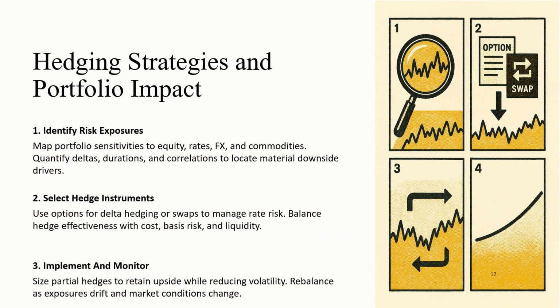Hedging strategies using derivatives aim to reduce portfolio risk exposures by offsetting potential losses, commonly using delta hedging for options or interest rate swaps to manage rate risk. Effective hedging requires balancing cost, basis risk, and liquidity considerations. Partial hedges can reduce volatility without eliminating upside potential. Empirical studies show well-implemented hedges enhance risk-adjusted returns and stabilize portfolio performance during market stress periods.